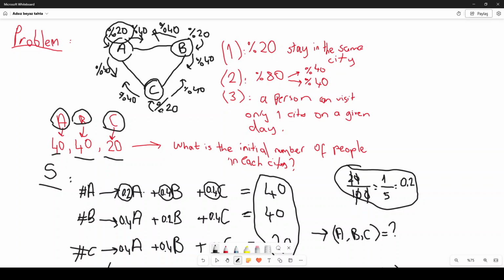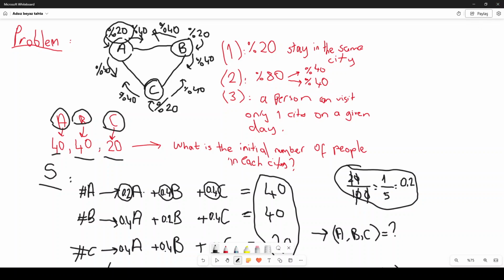If I'm in city C, you see 20% goes to itself, 20% remains where they are. And 40% goes to city B, one of the neighboring cities, and 40% goes to city A, the other neighboring city. And for city B, the same situation holds. 20% remains, and half of the remaining goes to city A, whereas half of the remaining people go to city C.